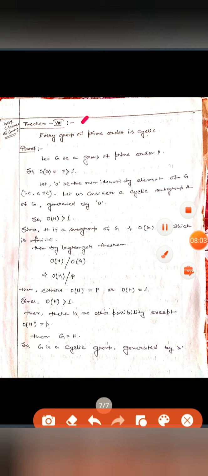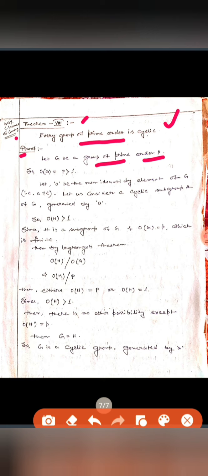Now, theorem number 8. Every group of prime order is cyclic. Proof. Very important. Let G be a group of prime order P.